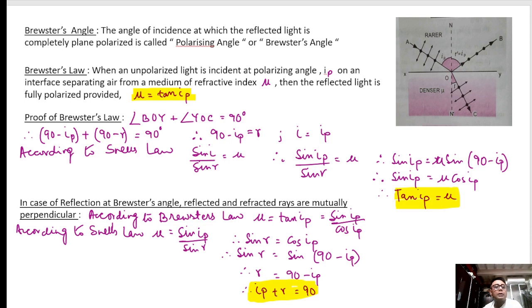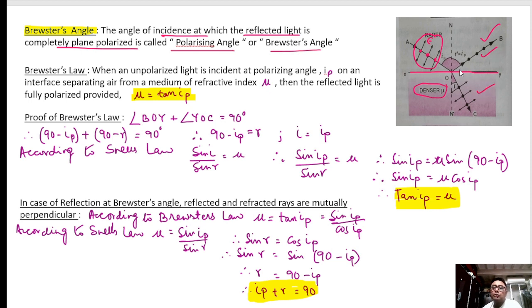Next, Brewster's angle. So what is Brewster's angle? The angle of incidence at which the reflected light is completely plane polarized is called the polarizing angle or Brewster angle. See, this is the unpolarized light, with both electric field and magnetic field. This is the magnetic field, this is the electric field. Both are falling on a substance of refractive index mu. Here one component gets polarized, and the rest of the component passes through here. This is polarized, this is unpolarized.